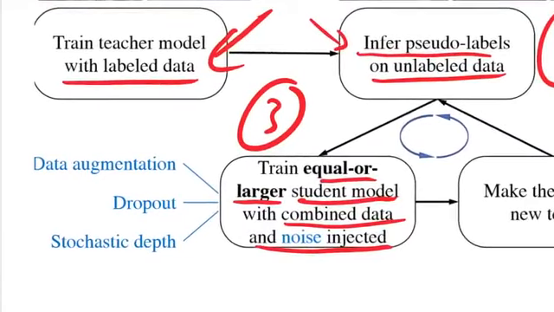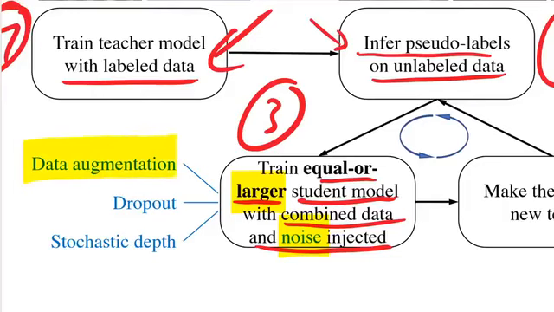Now, the crucial part here is, first of all, that the student can be larger, and second of all, that there can be noise. And the noise comes in three different forms. So first of all, you use data augmentation, which we've already seen. This is sort of like random cropping or mild rotations, color jitter, whatever. They use RandAugment here, which is a specific technique to apply these augmentations.